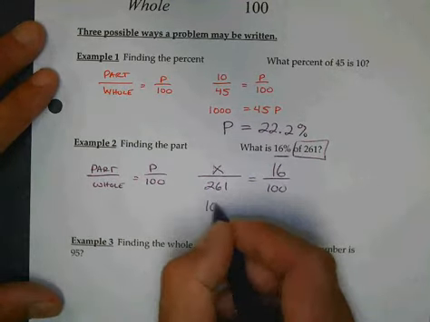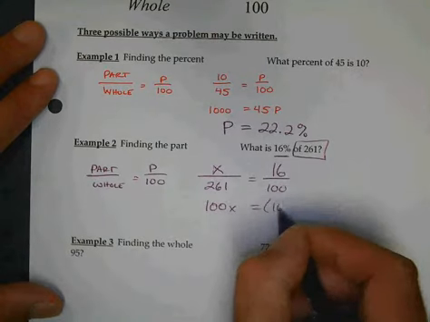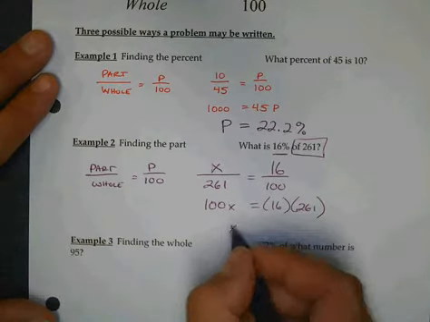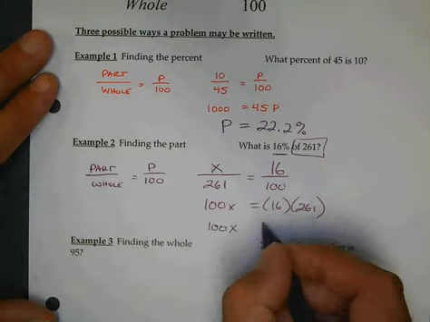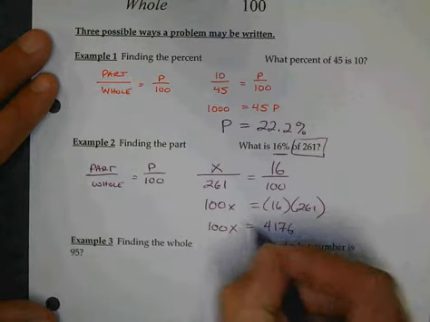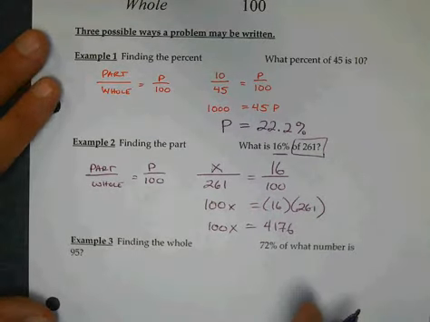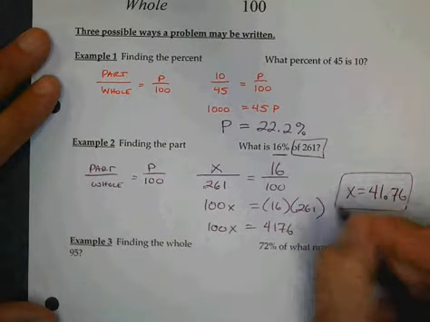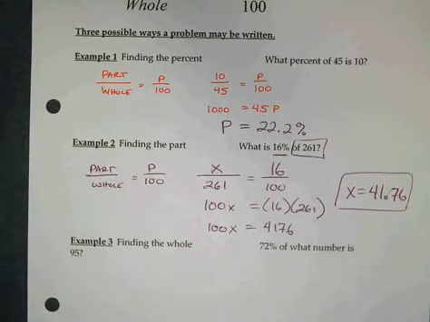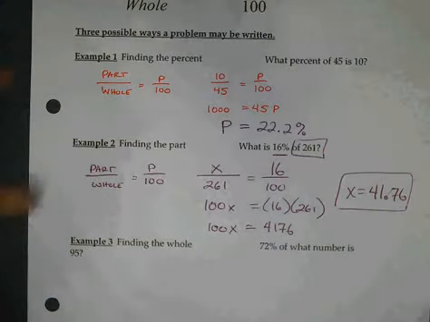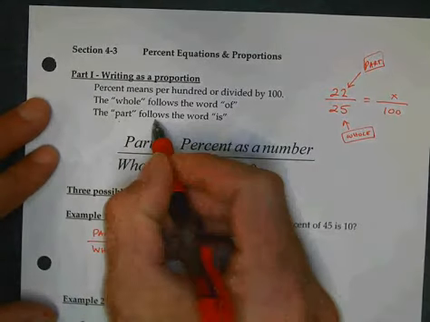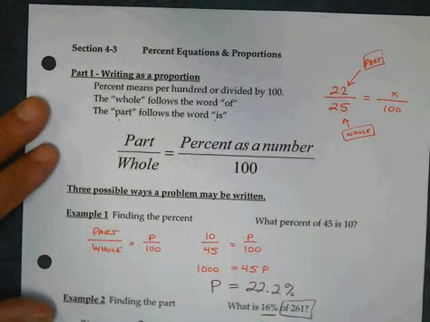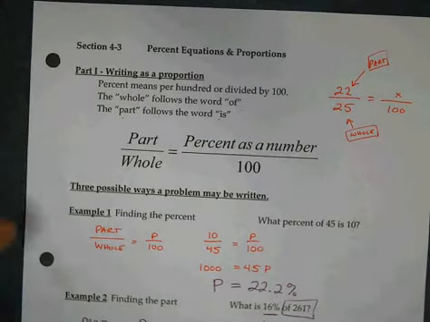Cross multiply. Gonna need your help again. Someone give me 16 times 261. A little louder. Thanks, Nate. And to solve this, very simple. Divide by 100. 41.76. Part over whole, P over 100. Just as a reminder, looking up here at the top, part follows the word is. Whole follows the word of. Those are some key ideas. If you can get that, Brett, everything else will flow.